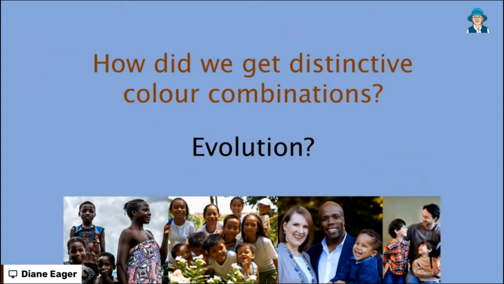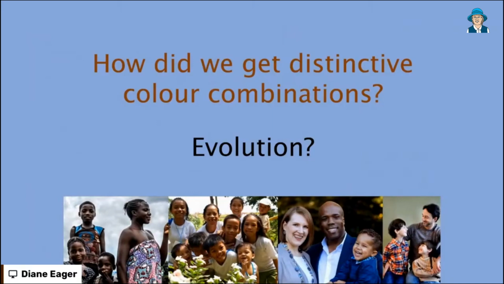Because in that picture I've got at the bottom, you've got people who are always very dark. You've got people who are always sort of middle brown. You've got people who are always very pale. And that might vary a bit during their lifetime, but they do have distinctive color combinations that we recognize. So how does it come about?